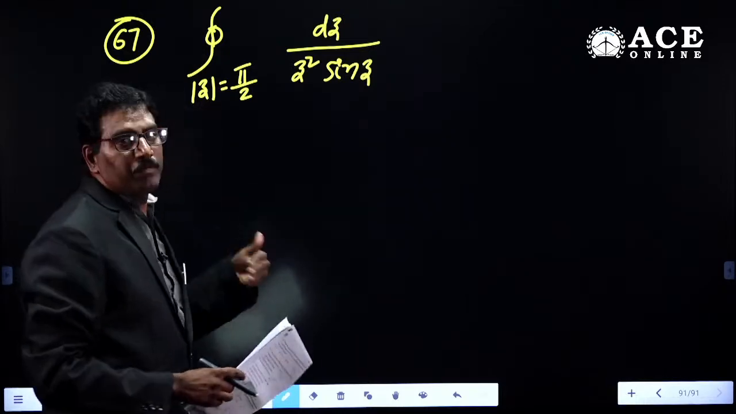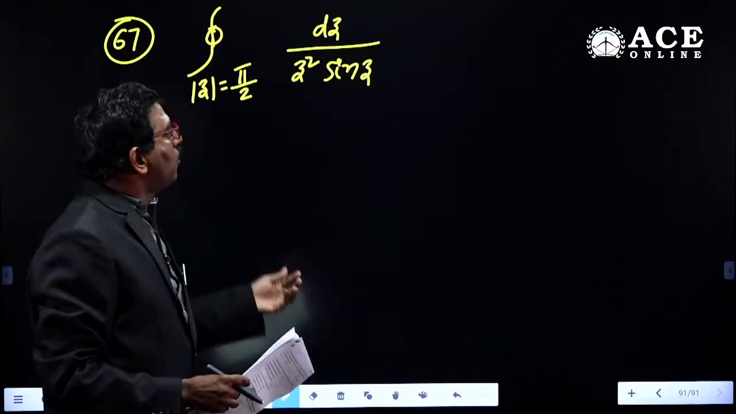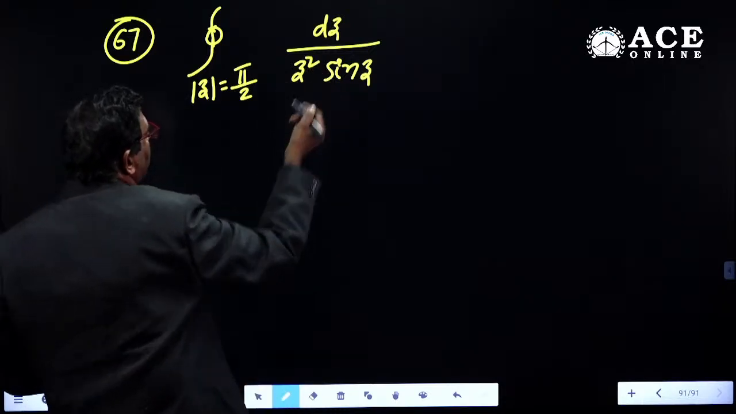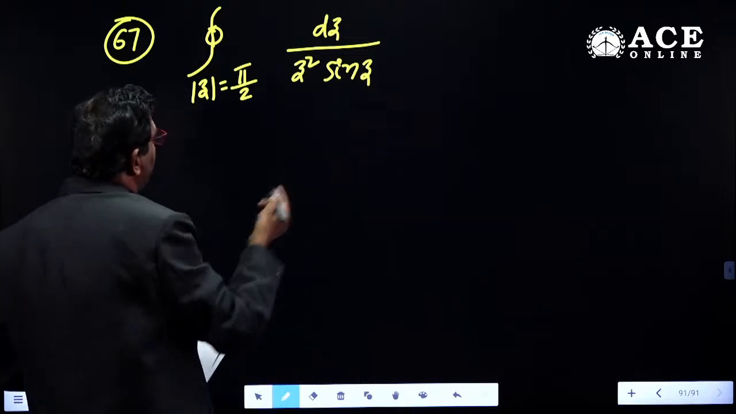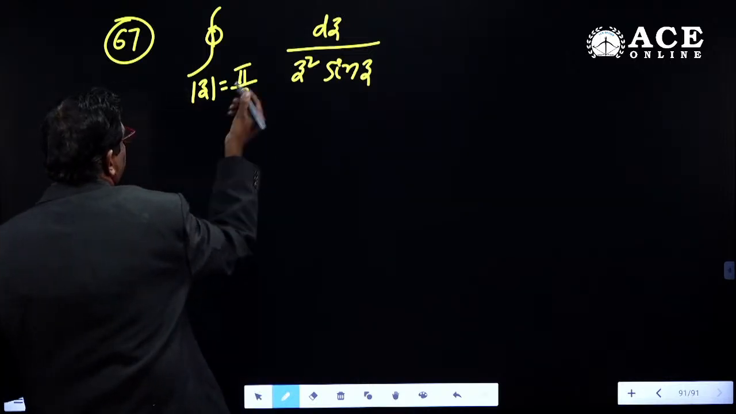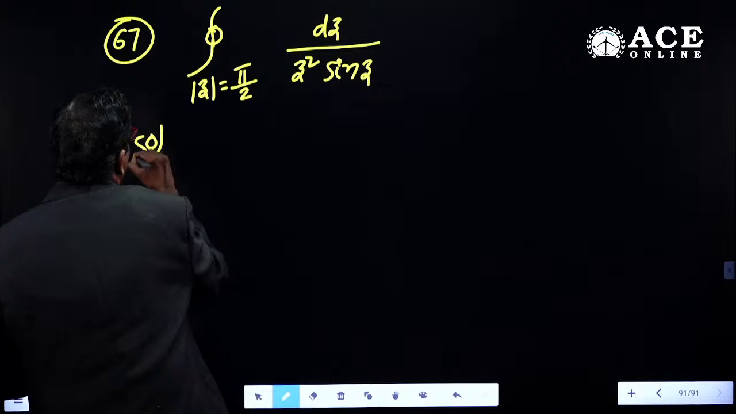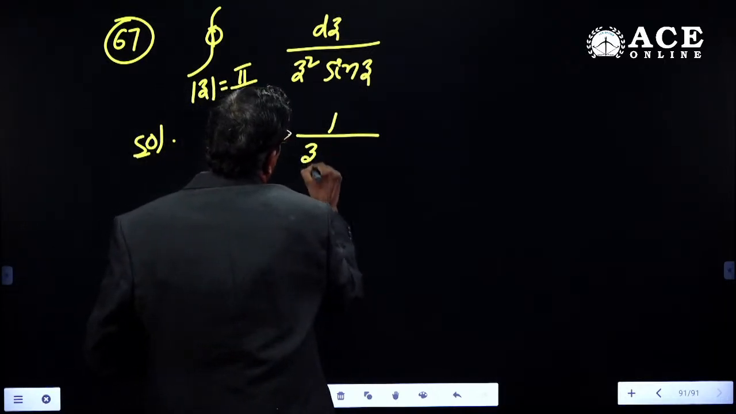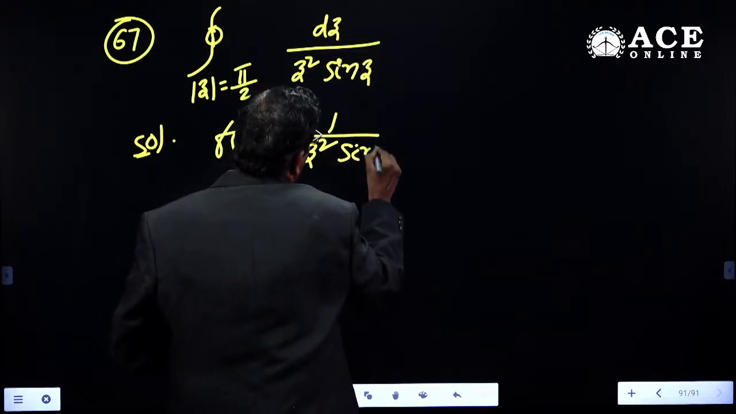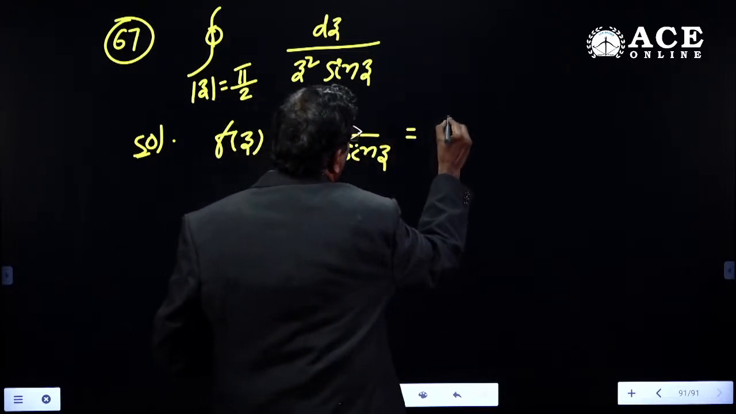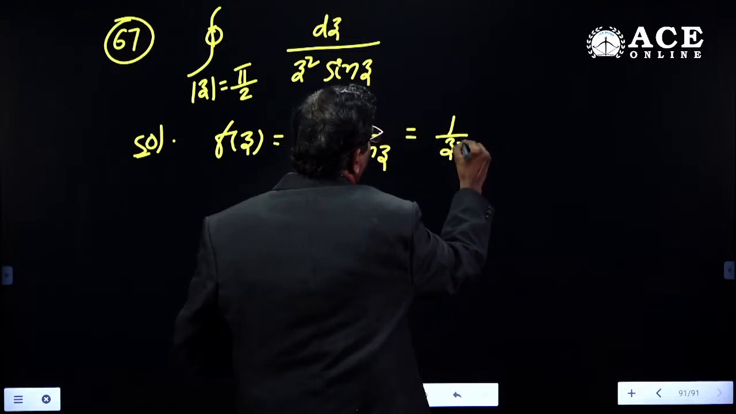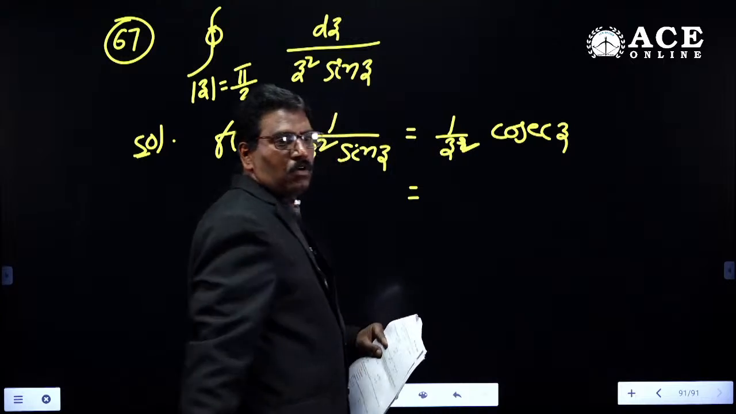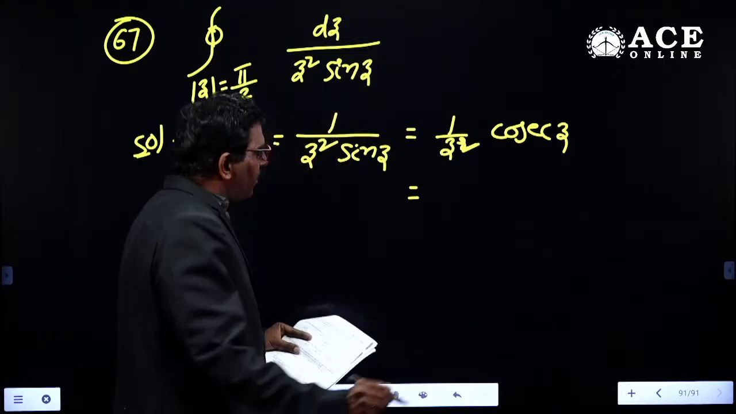So for the integral value we have to apply the residue theorem. To apply the residue theorem, first you have to find the residue here. To find the residue you have to go for the expansion here. You can take an expansion of the given function. Solution: what is f of z here? F of z you can take as 1 by z square sin z. You can write it as 1 by z square cosecant z.